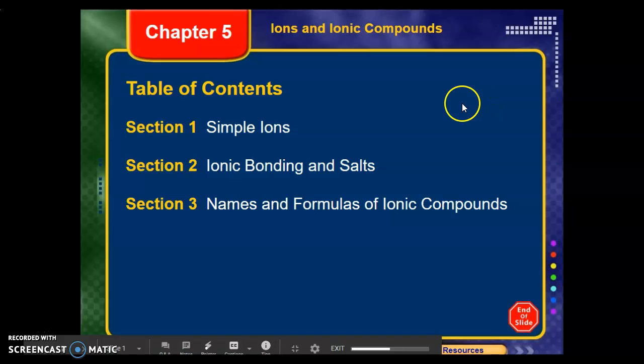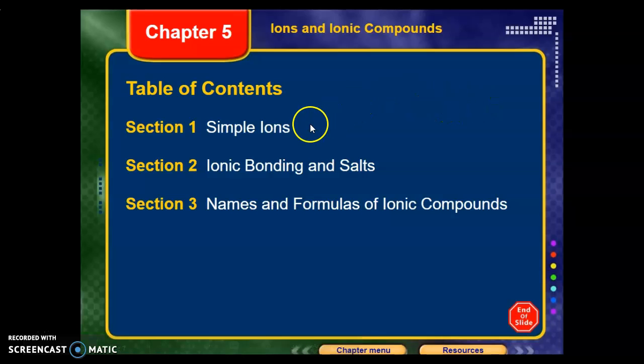In Chapter 5, we talk about simple ions, ionic bonding and salts, and the names and formulas of ionic compounds. Today we're just going to talk about simple ions. So that's slide 1 through 23.